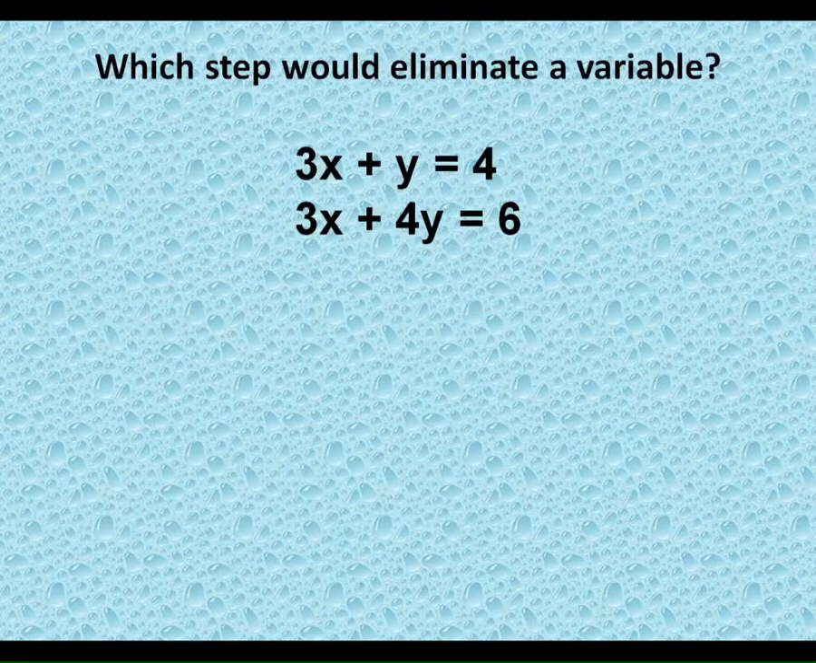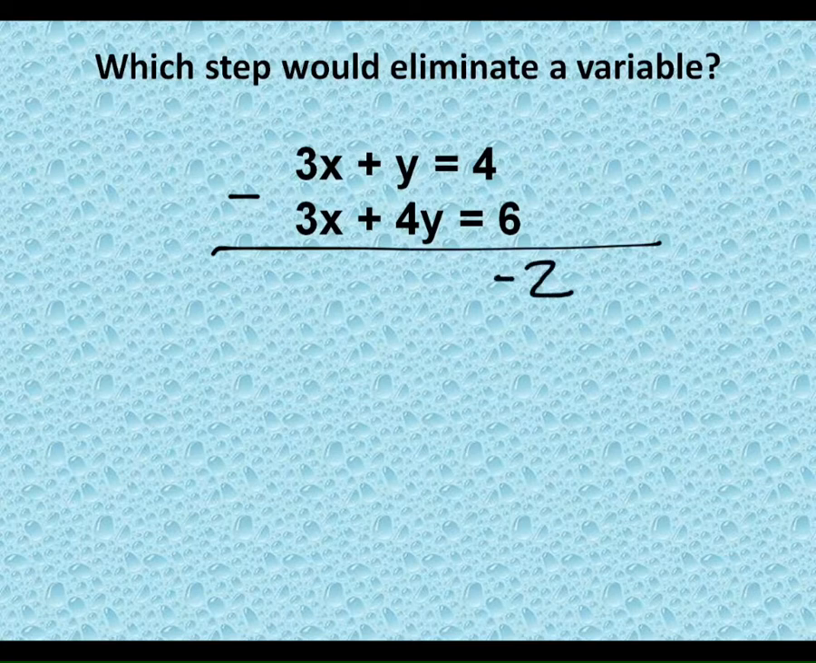All right, third one here. Okay. What are you going to do here? Would you add these or subtract these to get a variable eliminated? You would subtract these because it'll eliminate the x. Okay. So I do that. 4 minus 6, negative 2. 1y minus 4y, negative 3y. 3x minus 3x, 0x. That one's eliminated.